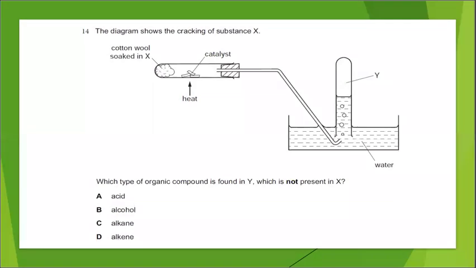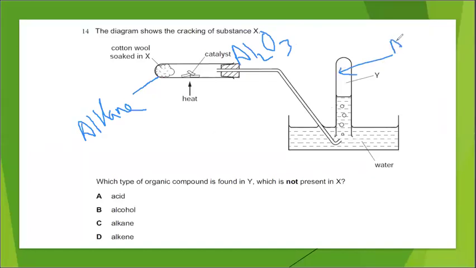Number 14. The diagram shows the cracking of substance X. You would have seen something similar to this in the slides earlier. So you have cotton wool soaked in X. X is most likely an alkane. The catalyst is most likely alumina, Al2O3. And the gas that is produced at Y is most likely an alkene, hydrogen gas or a smaller alkene.